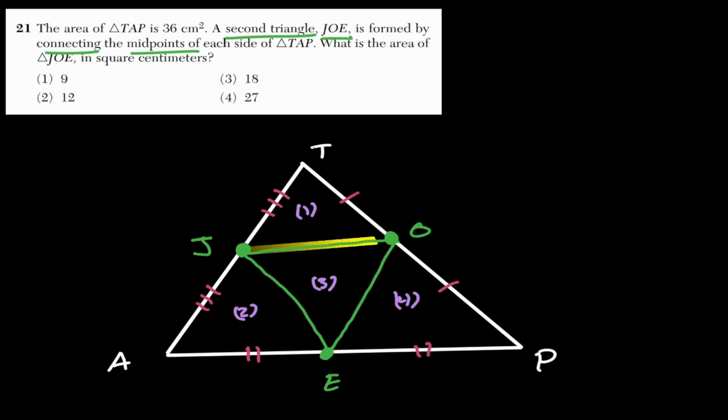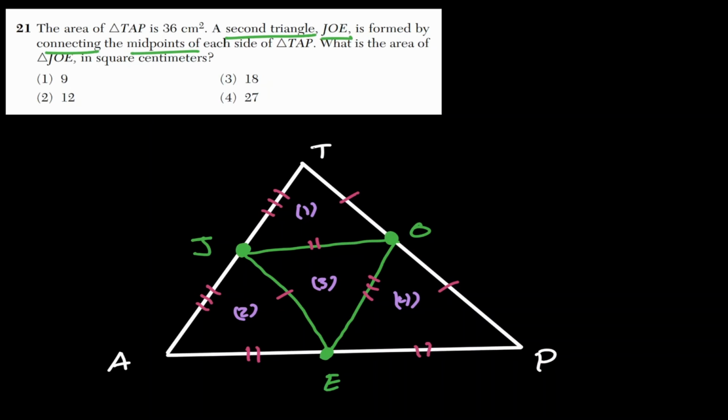Well, because we're connecting midpoints, then we can use the midpoint triangle theorem, where the midsegment will be half of the opposite side. In other words, JO will be half of AP. So we can use the double notation in there. And we can go around this triangle. OE is half of TA, so it is equal to just one of those notations. So let's do 3 lines. And the same can be said about JE and TP.